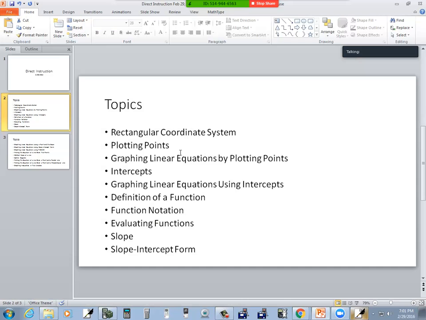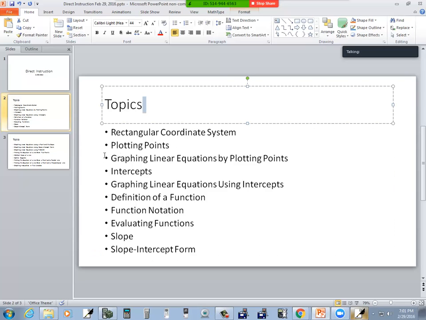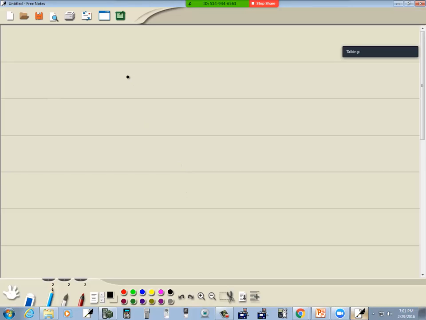Now, the next topic is plotting points. A point looks like this example. You have parentheses around it, and then you have a number, comma, another number. This first number is the x part of our point. And this second number is the y part of our point.